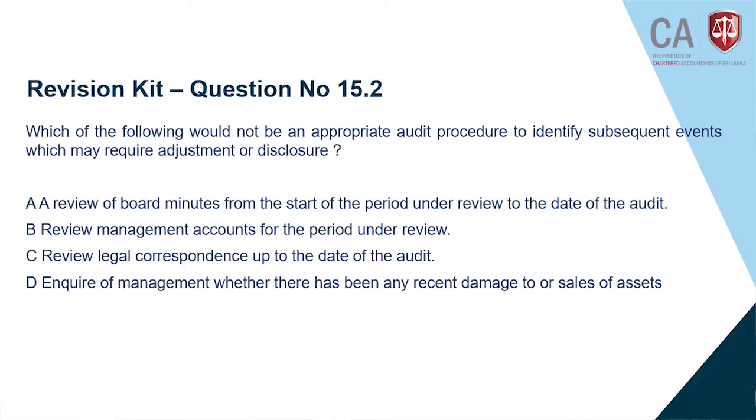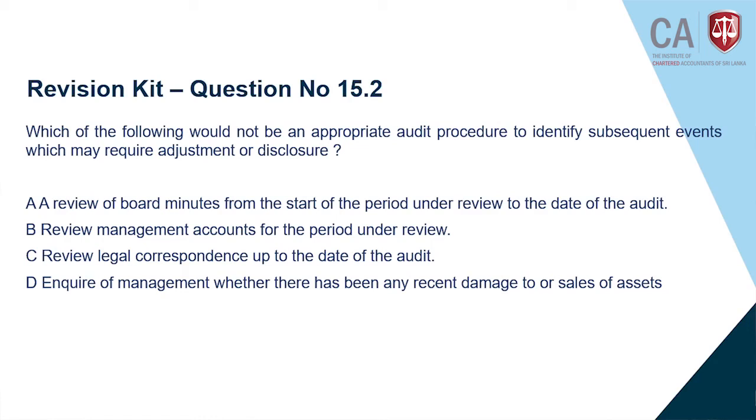To identify subsequent events. Do you remember the six? Try to recall them now. What is the first? Inquiry from management. Number 2, review the management accounts. Number 3, review the board minutes. Number 4, review the interim financial statements. Number 5, review litigation-related documents. And number 6, obtain written representation. Now the question asks which of these would not be an appropriate audit procedure. Now you have to use logical understanding and common sense.